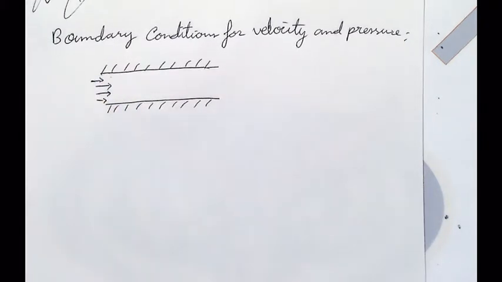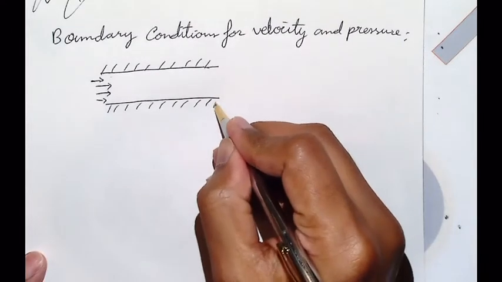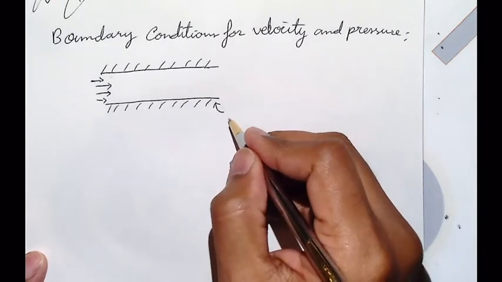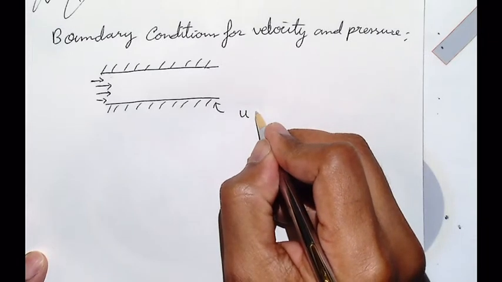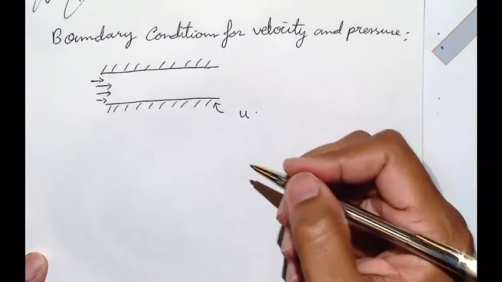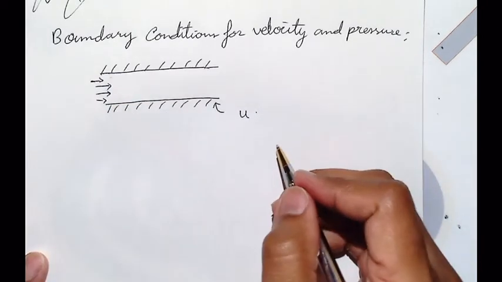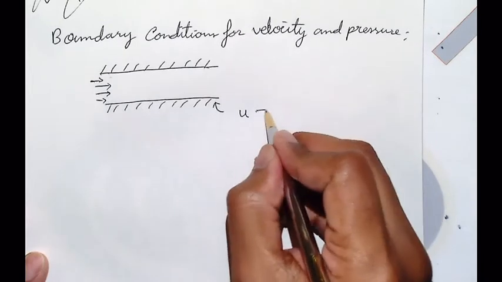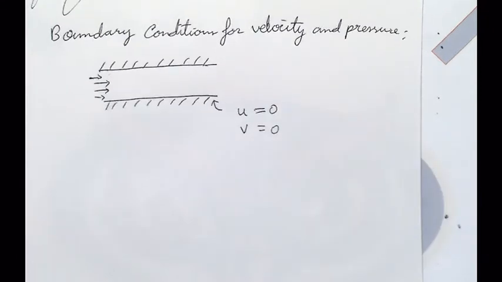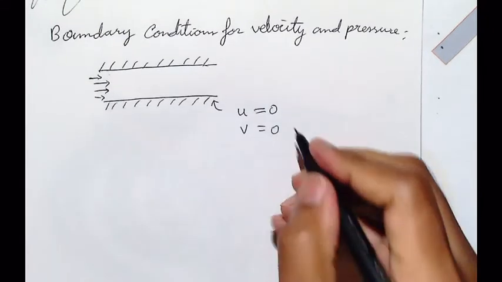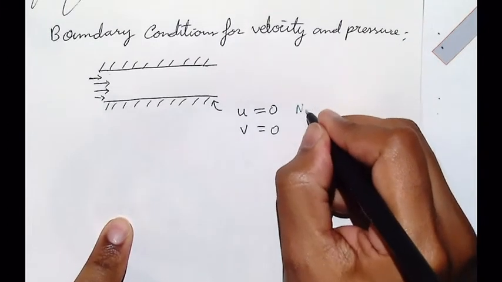U equals 0 at the wall. Both u and v. Not U infinity, but U equals 0, V equals 0. And there's a name for these. The first one is called the no slip condition.